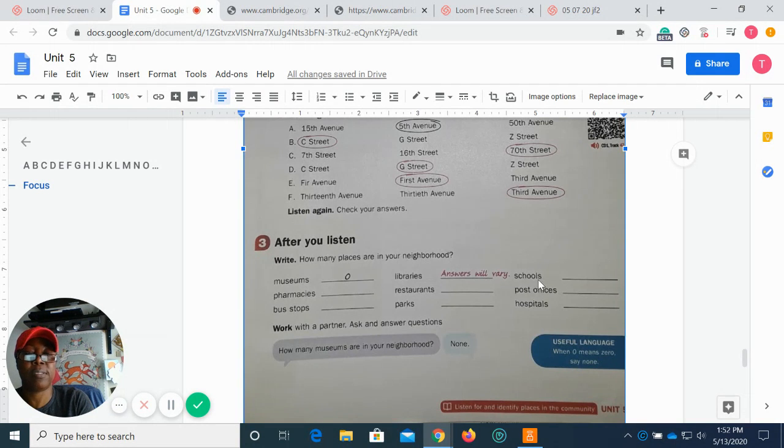How many schools are in your neighborhood? How many post offices are in your neighborhood? How many hospitals are in your neighborhood?